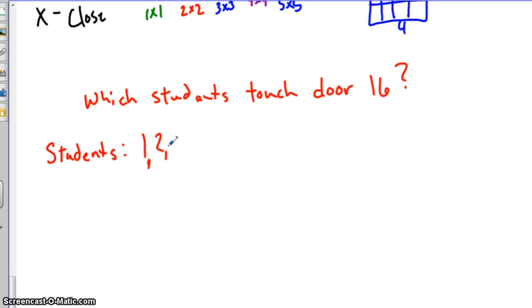What about student 3? So let's see. If he touched the third door, that'd be 3, then 6, then 9, then 12, then 15, but he would have gone past 16. What about student 4? Student 4 would have touched doors 4, 8, 12, 16. So student 4 would have touched that door. Okay, what about student 5? Well, it doesn't end in a 5 or a 0, so that's not going to be one that was touched. Okay, and what we're going to find is that student 8 and 16 will also touch that door. But what are these in relation to 16? These are the factors of 16.